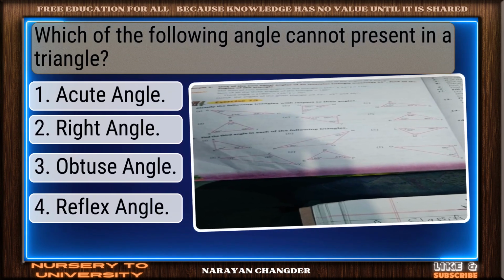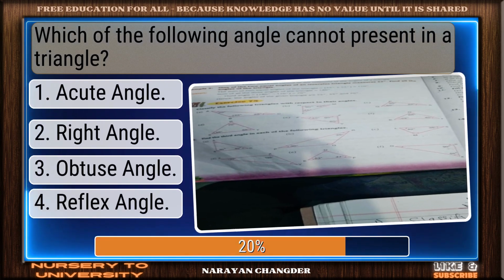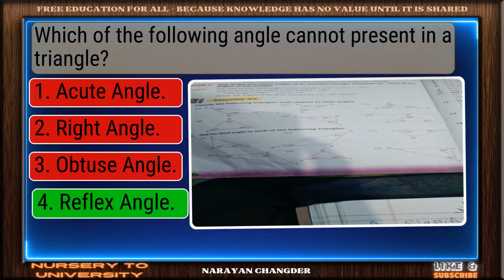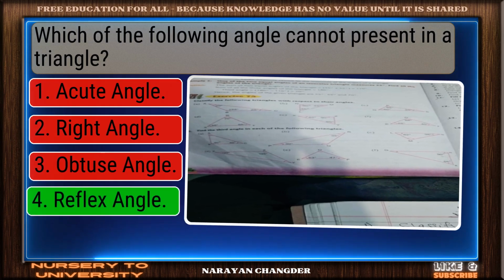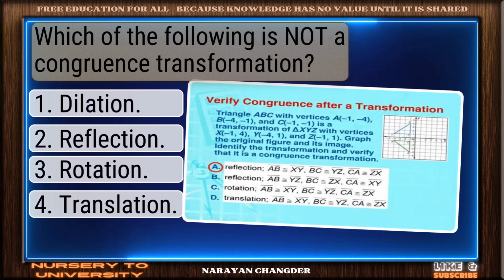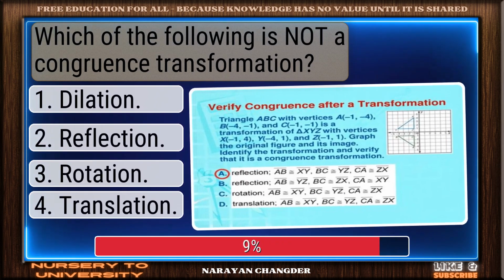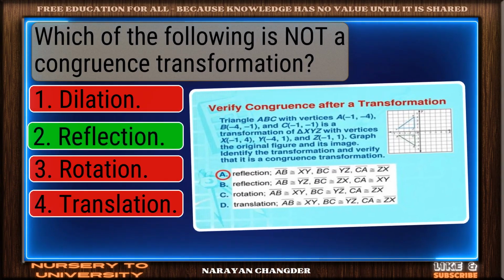Question number 61. Which of the following angles cannot be present in a triangle? Nice selection. Reflex angle is the correct and valid answer. Question number 62. Which of the following is not a congruence transformation? Solid response. Reflection is a valid choice.